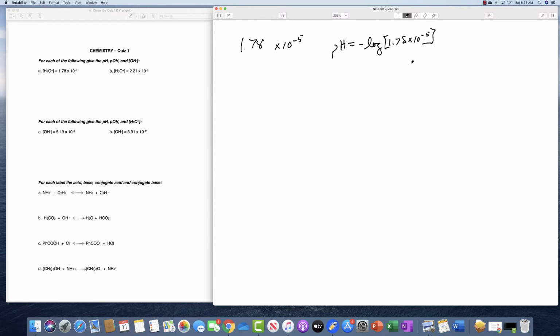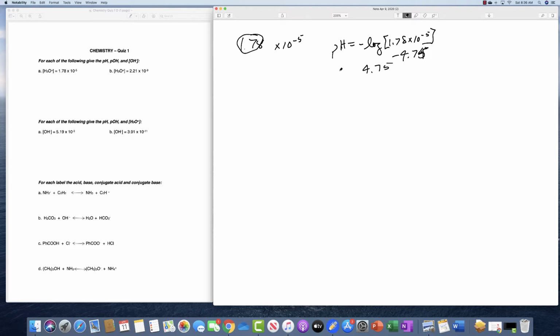And so if you get your calculator out and you put 1.78, enter, exponent, minus 5, and hit log base 10, you get minus 4.74, actually 4.75, three significant figures, and then the negative of that is going to be 4.75.